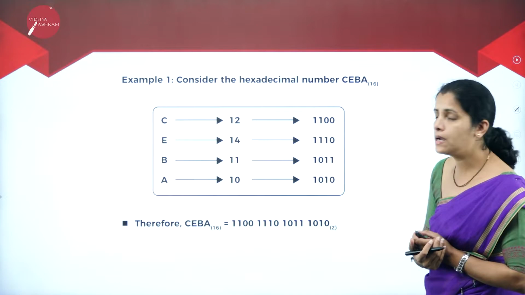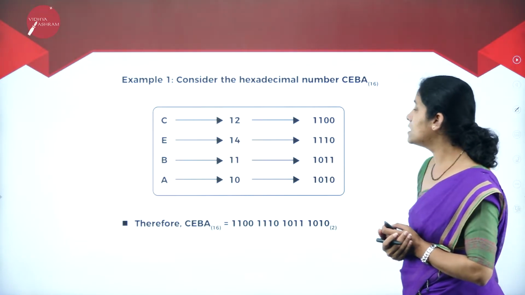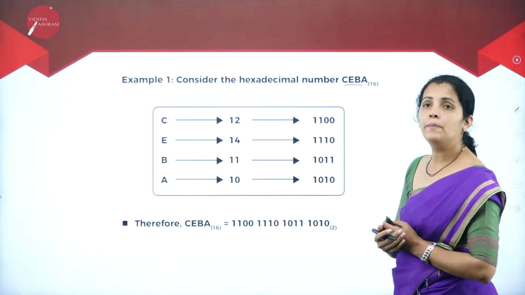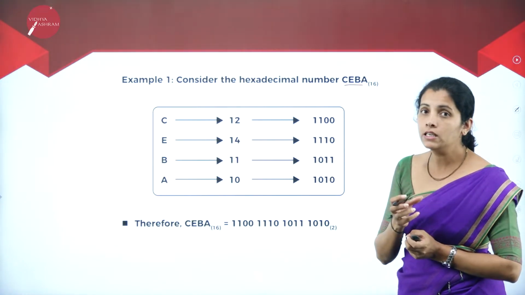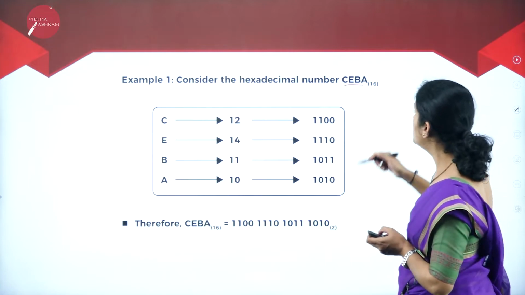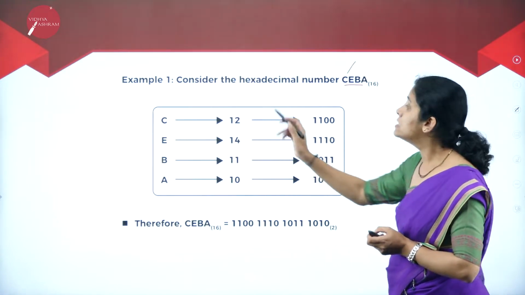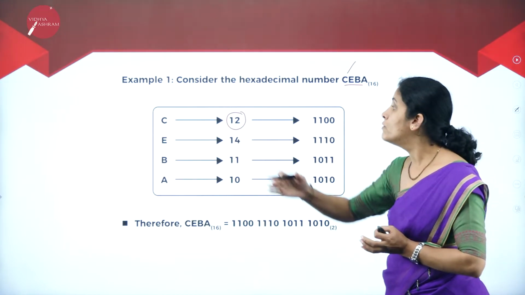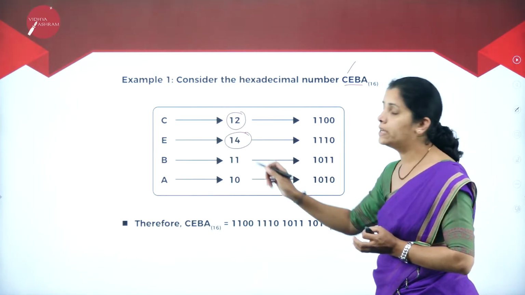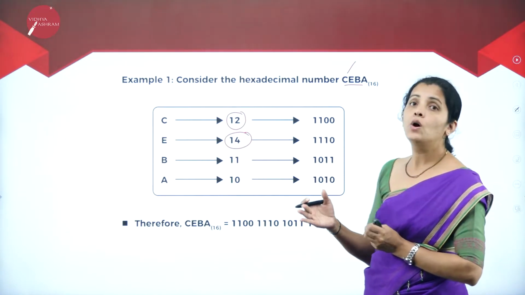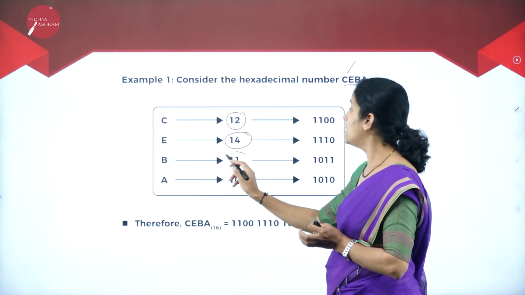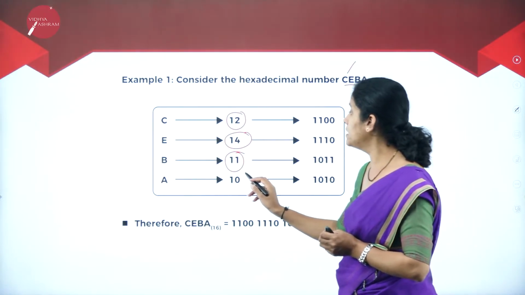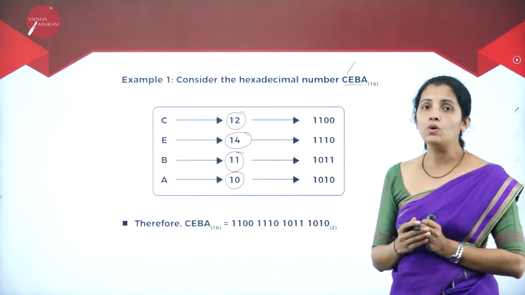Now consider the example here. So what's the example I have? That is CEBA. If I consider the hexadecimal number, what is the value for C? It is 12. Then what's the value for E? It is 14. And if I consider B, what's the value? It is 11. And if I consider A, what's the value I'm having? It is 10.